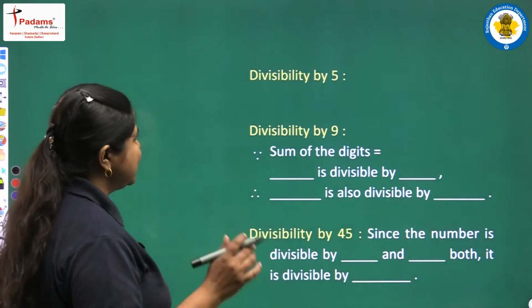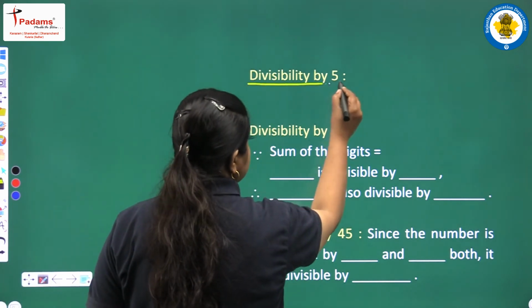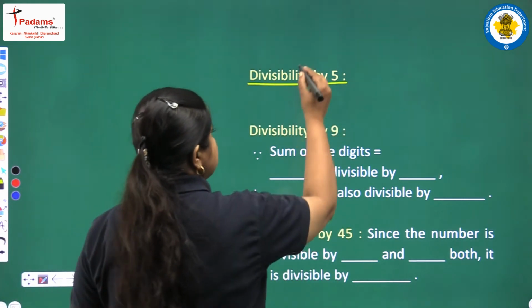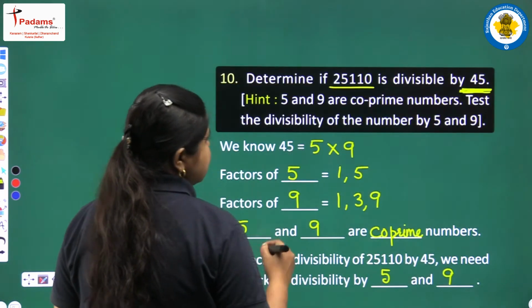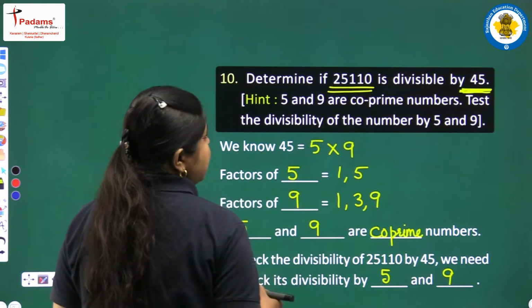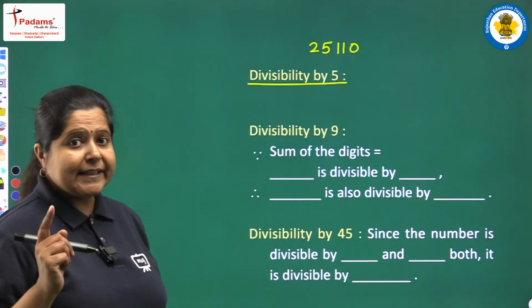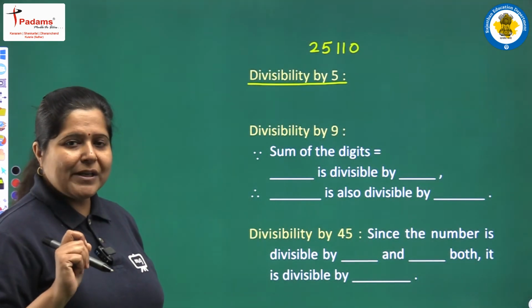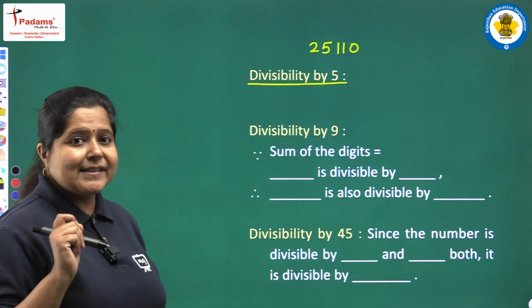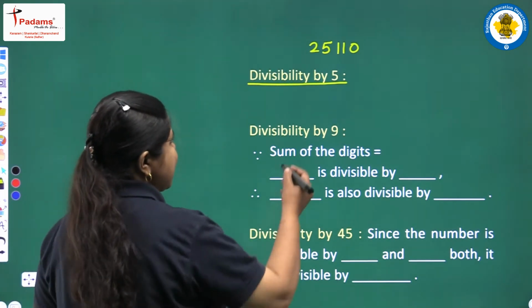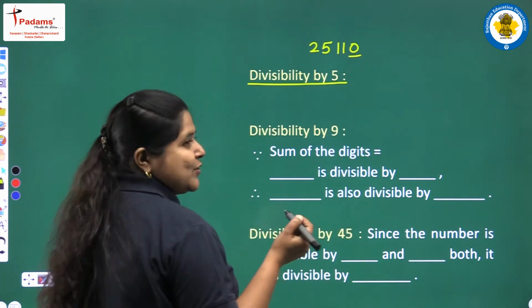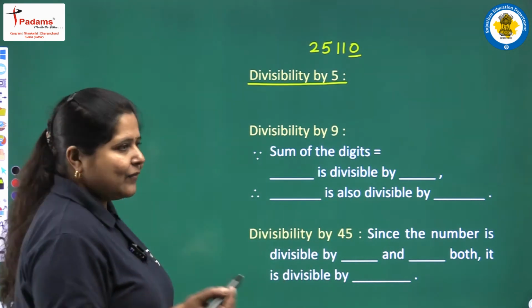So, we check the divisibility by 5 and we have the number 25,110. This was the number in the question, you can see. Now, what is the divisibility test of 5? Just recall, if the last digit is 0 or 5, then it is divisible by 5. And here we can see the last digit is 0, so it is divisible by 5. We write it here.